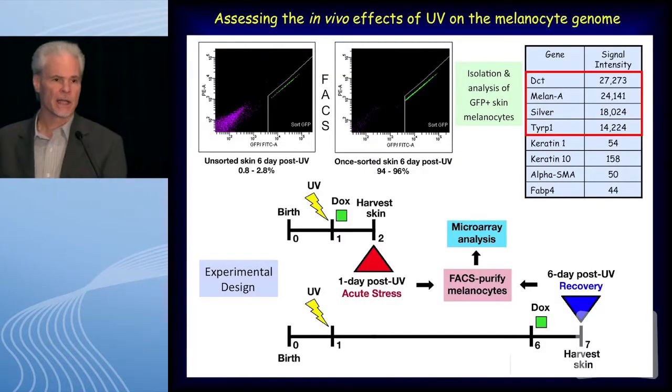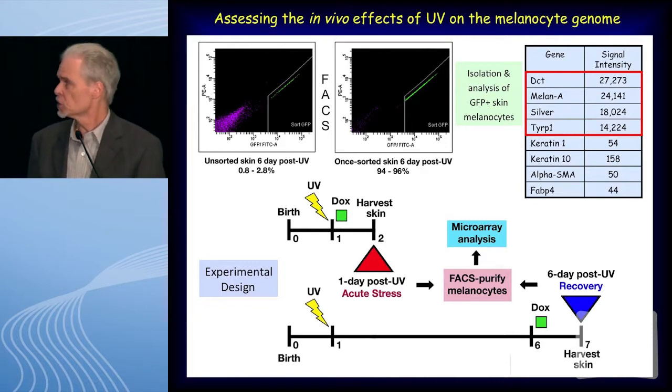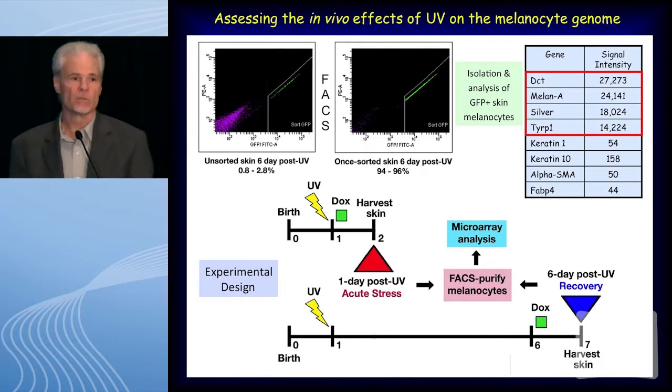So to try to get an answer to this question, he can isolate these green melanocytes from the skin because they are GFP labeled, so you can just do FACS. And you can see when we started to do some analysis that they're very highly represented by pigmentary genes and very poorly represented by other cell types. And in fact, the purity is well over 95%.